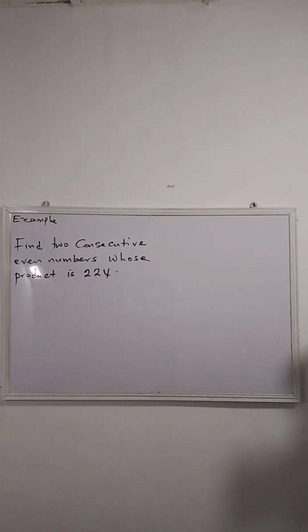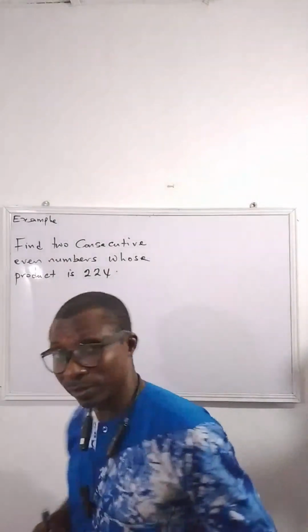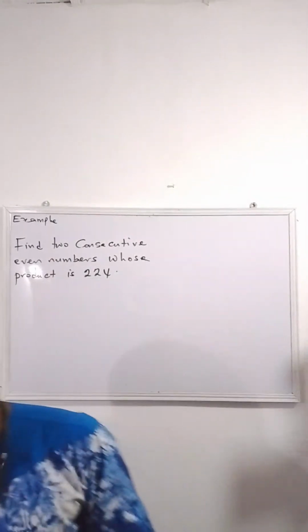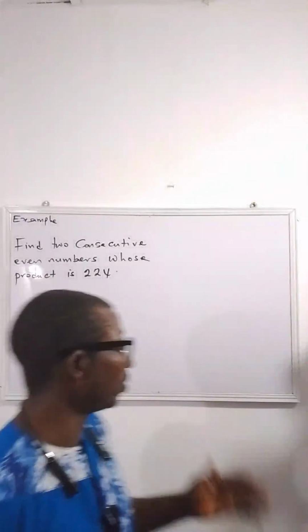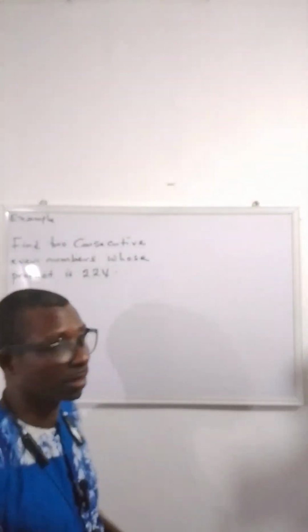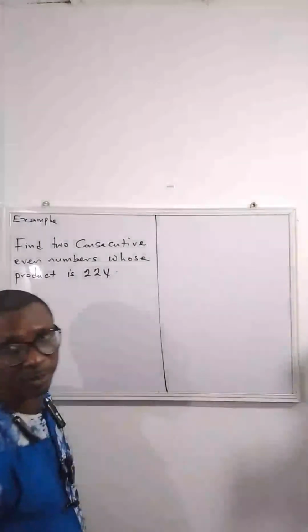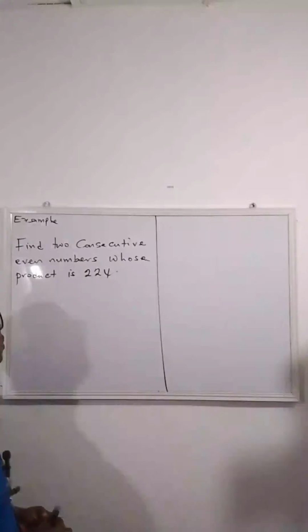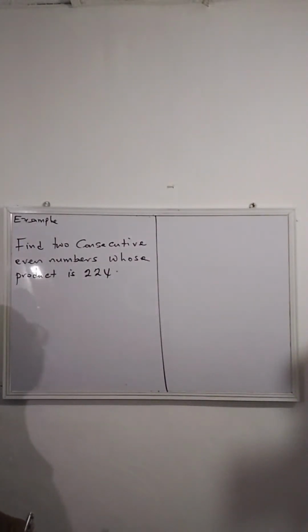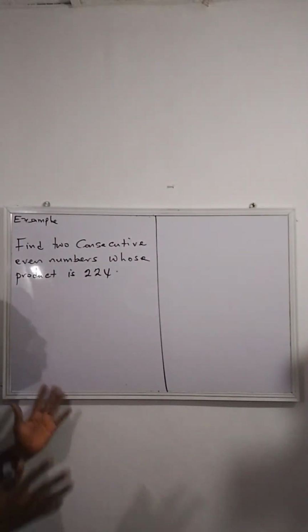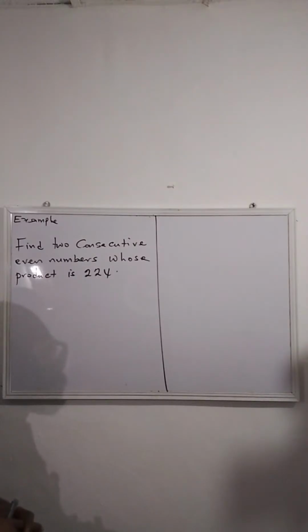We don't really have much time. Okay, so you can continue solving for those of you that are solving. So probably maybe before we finish, you'll have gotten your answer. Okay, so now let's look at what we have here. Let's see. Now, the question says, find two consecutive even numbers whose product is 224.